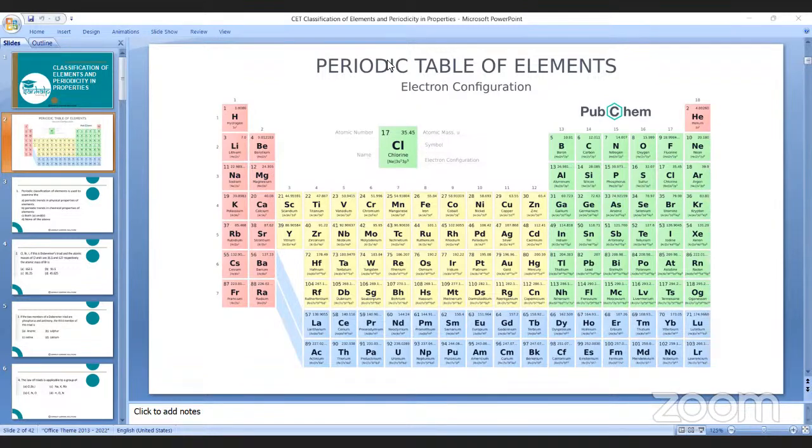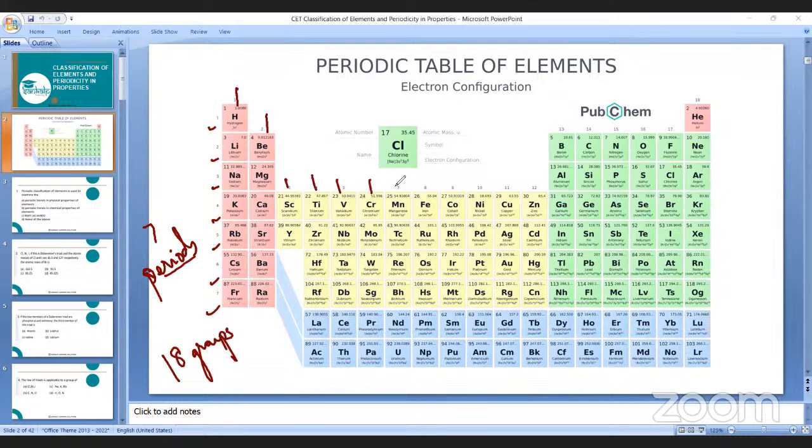These are called periods, 1, 2, 3, 4, 5, 6, 7, so 7 periods. And there are 18 groups: 1, 2, 3, 4, 5, 6, 7, 8, 9, 10, 11, 12, 13, 14, 15, 16, 17, 18. So 18 groups and 7 periods. This is how our periodic table looks.